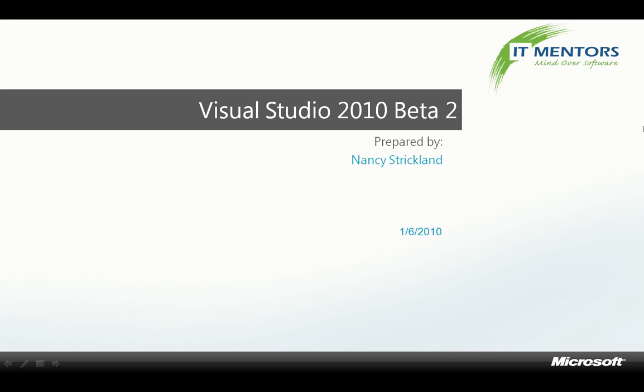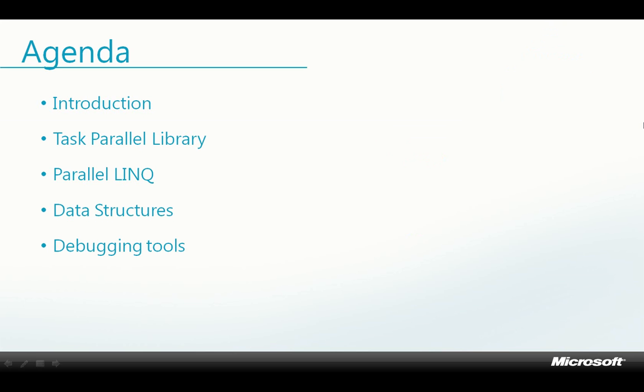This video on parallelism is part of a series on the Beta 2 release of Visual Studio 2010 and the .NET Framework 4. I'll start with a short introduction to parallel computing with the .NET Framework, and then I'll talk about each of these features that support parallel programming in .NET 4 and Visual Studio 2010 Beta 2. The Task Parallel Library, Parallel LINQ, data structures for parallel programming, and debugging tools.